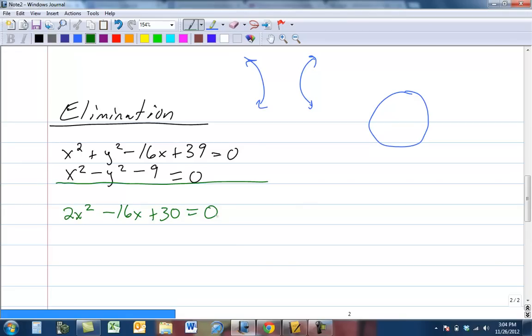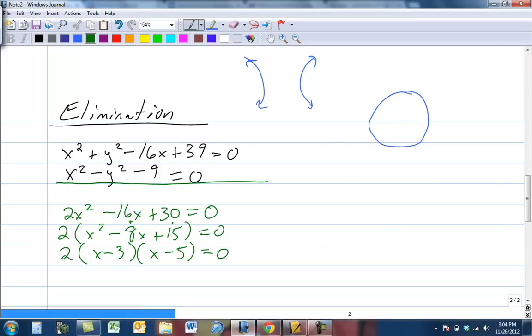So now we solve this by factoring again. First thing you look for, GCF. A 2 comes out. x squared minus 8x plus 15 equals 0. Then you factor it further. What multiplies to 15 but adds up to negative 8? 2 times (x minus 3) times (x minus 5) equals 0. Zero product property, and we get x equals 3 and x equals 5. So we have two x values.